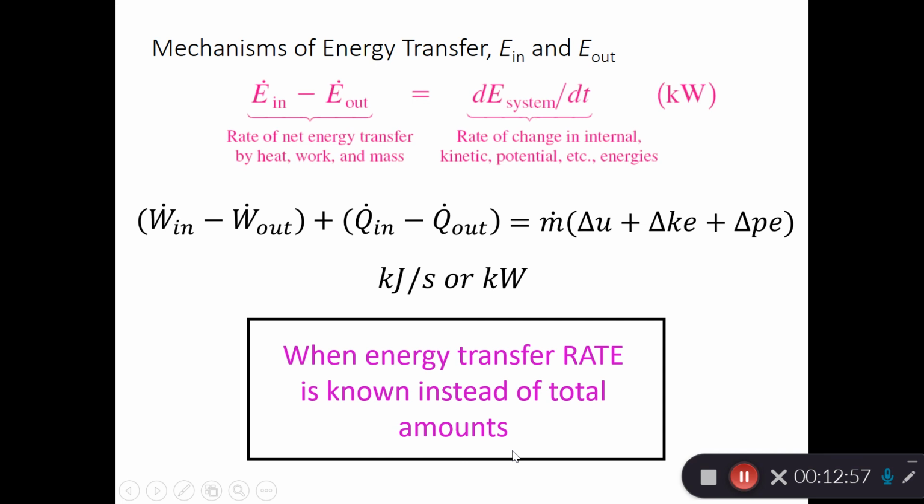The easiest indication of whether to use this equation or the previous one is when the question itself gives you values as rates. For example, it gives you a heat transfer of 10 kilowatts. That watt tells you this is a rate of heat transfer, not the total heat transfer. Whenever you have time given in the question, such as the process happens for 10 seconds, that indicates it has something to do with the rate of energy transfer.